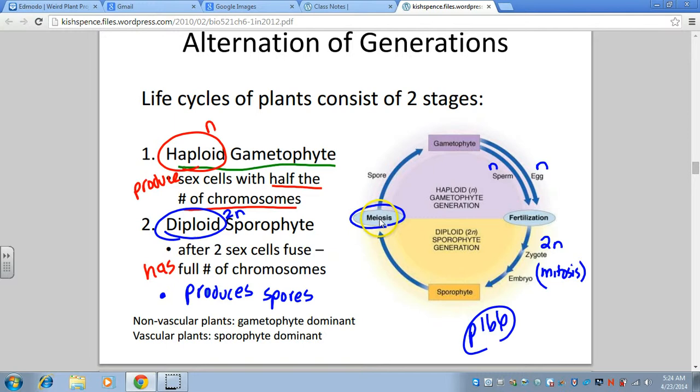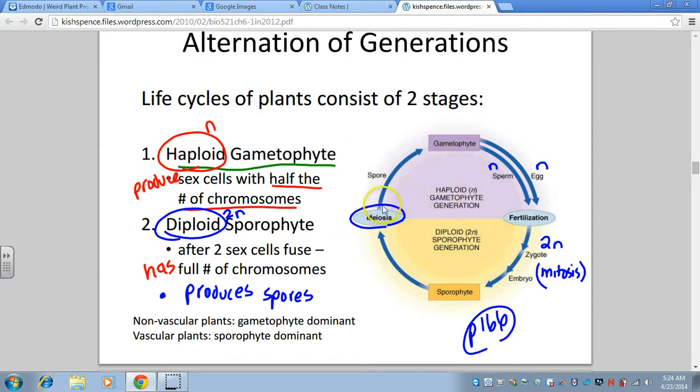Inside of the sporophyte, meiosis will happen. Meiosis is the process that happens in order to divide the chromosomes into half the number of chromosomes. So meiosis will happen to give haploid spores. And the haploid spores are going to land and form the gametophyte part.